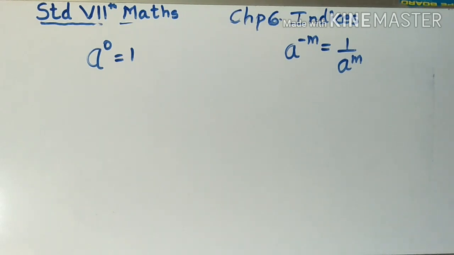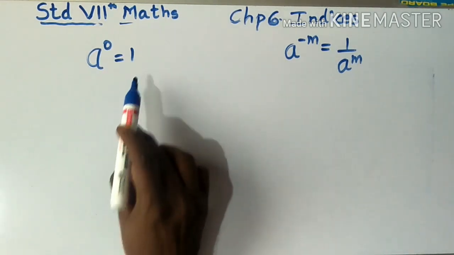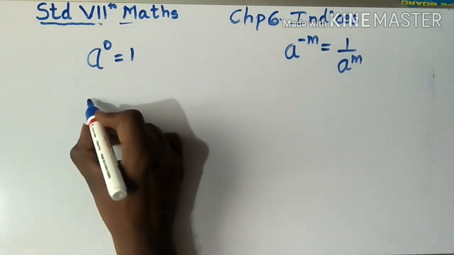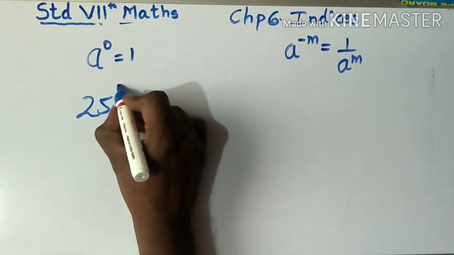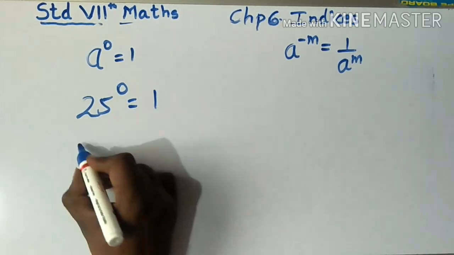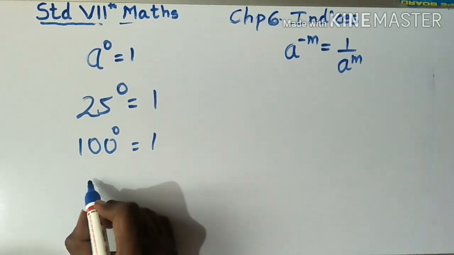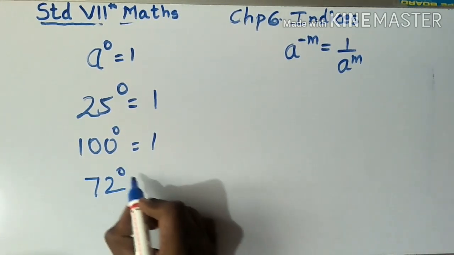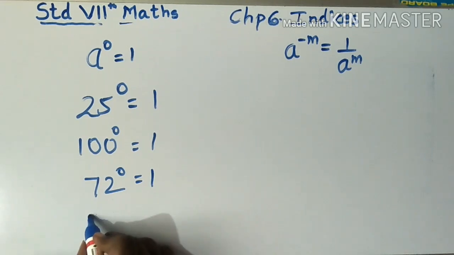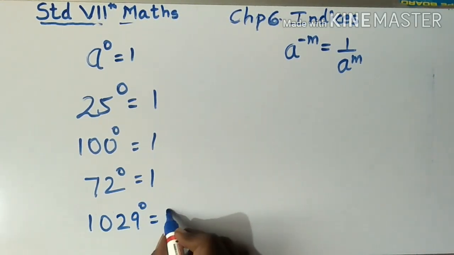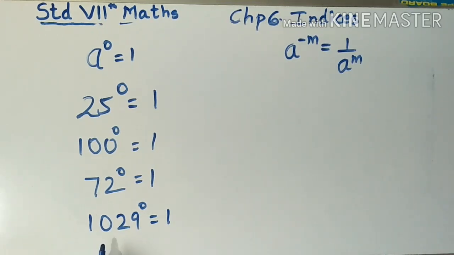Practice set 28. Let's start with another formula. A raised to 0 is equal to 1. Now take any value of a. Let's say I take 25 raised to 0, your answer is 1. 100 raised to 0, your answer is 1. If you take 72 whole raised to 0, your answer is 1. Or if you take 1029 raised to 0, your answer is 1. So whatever the base is, if the index is 0, your answer is 1.